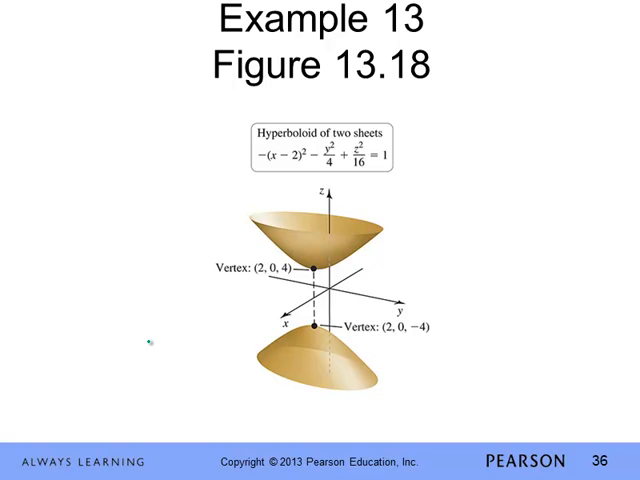Here we've got an example of a hyperboloid of 2 sheets. And notice indeed that we've got 2 minuses. In this example, we have a minus in front of the x squared term, a minus in front of the y squared term, and a plus in front of the z squared term. So it shouldn't be a surprise that this hyperboloid is oriented opening upward and opening downward relative to the z-axis.